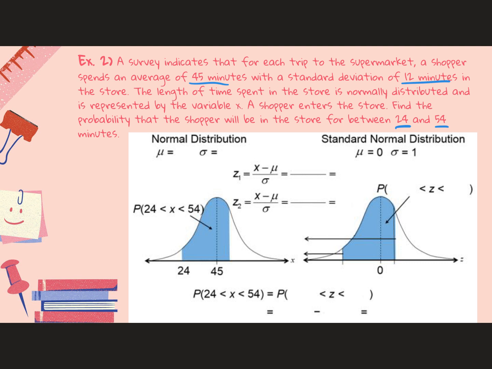So let's take a look here at our normal distribution. Our mean is 45. Our sigma, our standard deviation, is 12. And we're looking between 24 and 54, the shaded area right here. So we need to find the z-scores for both 24 and 54. So we plug in 24 here, and we plug in 54.